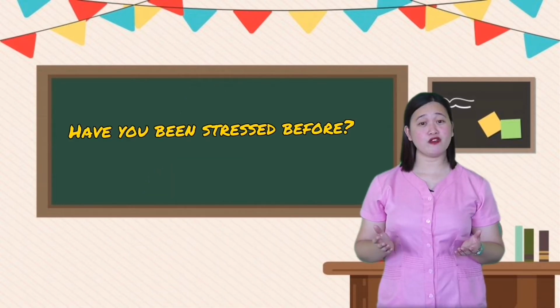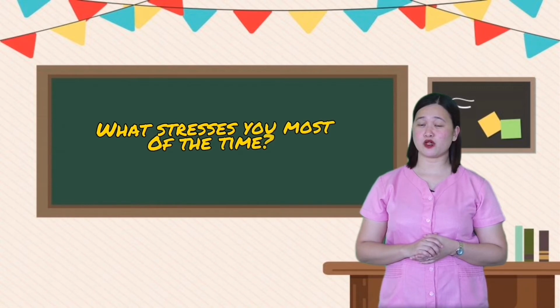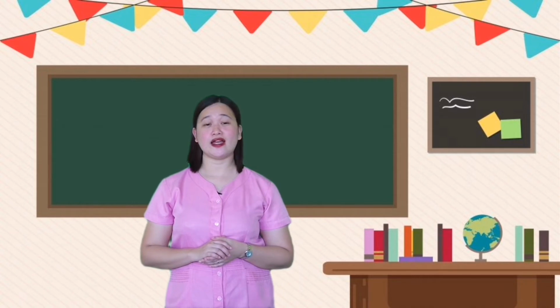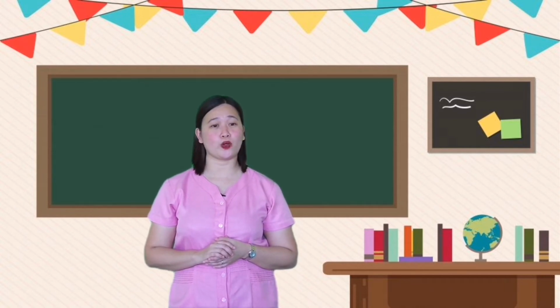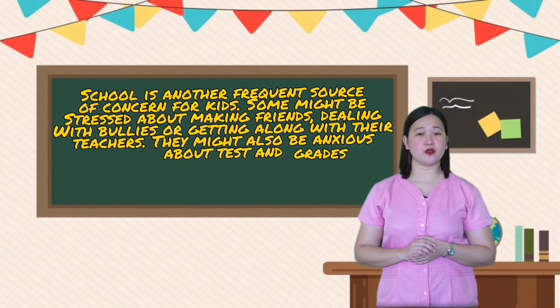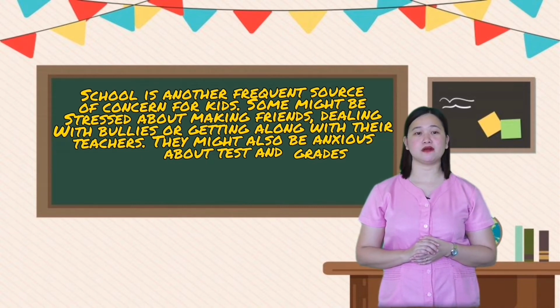Have you been stressed before? What stresses you most of the time? For teenagers like you, tension at home is a common source of stress. They may be troubled by family discord or divorce. For example, school is another frequent source of concern for kids. Some might be stressed about making friends, dealing with bullies, or getting along with their teachers. They might also be anxious about tests and grades.